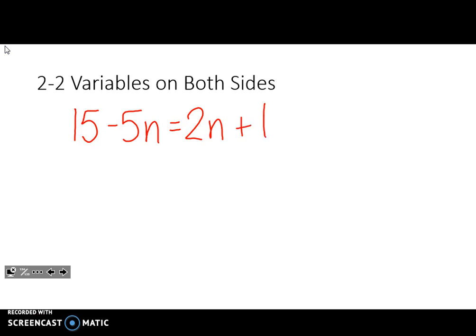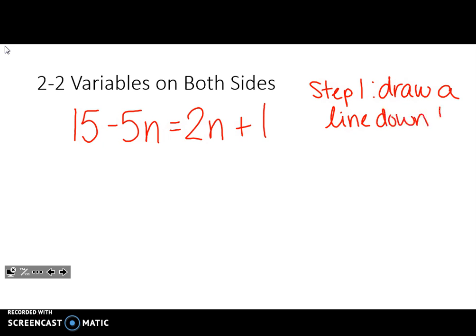In order to solve for the variable that's given, you have to have all the variables on the same side of the equal sign. So step 1 is to draw a line down the equal sign. This helps us to remember that when we move across the fence, we have to use the inverse operation.